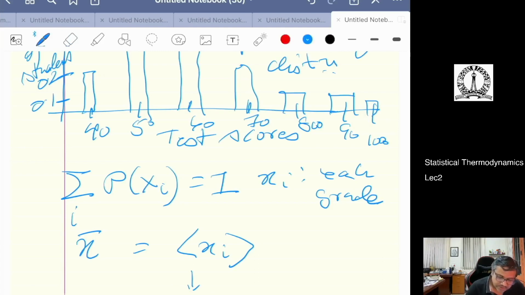Dirac notation. Okay. So this is nothing but summation of xi and p(xi), which is basically each grade multiplied by its corresponding frequency, in this case the probability.